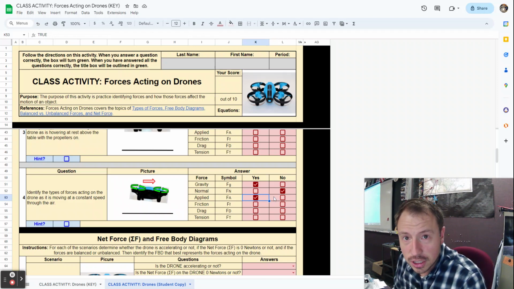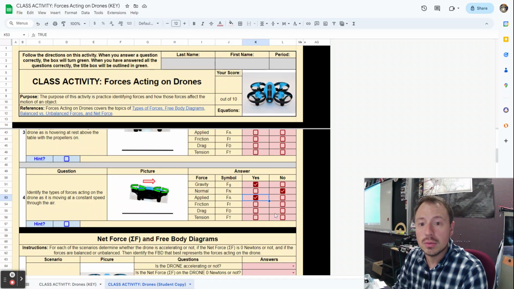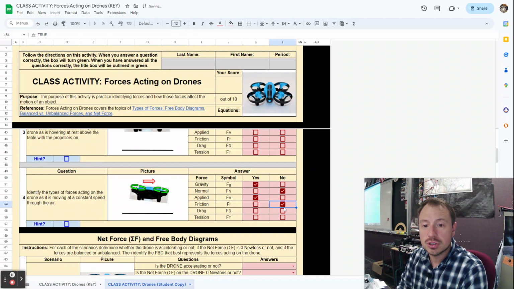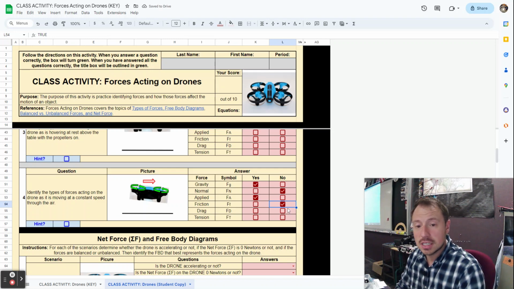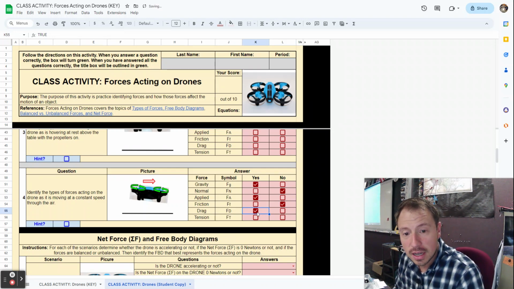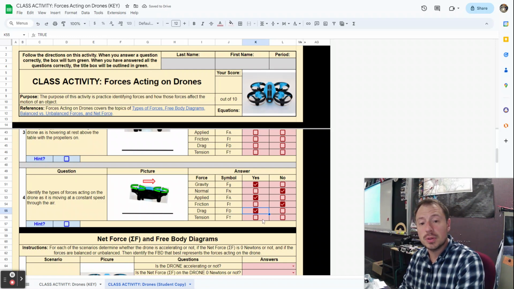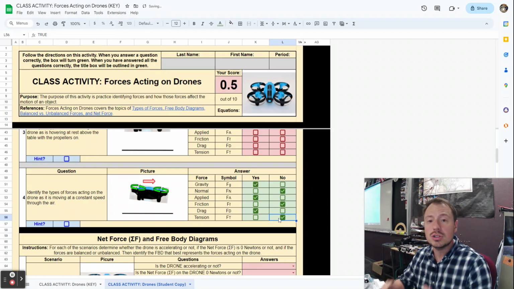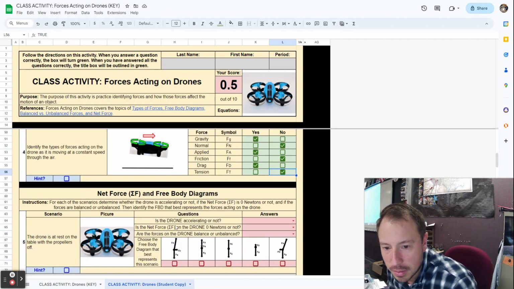Now, the frictional force, friction just resists sliding motion. So we're not dealing with friction in this one, right? So there's no friction. Now, drag, as it's moving through the air, there is air resistance that it's going to encounter. So yes, it is going to encounter some drag, and it's not being held by rope, string, or spring, so there is no tension, right? So notice, once I get it correct, it turns green, and it automatically starts counting up the points.